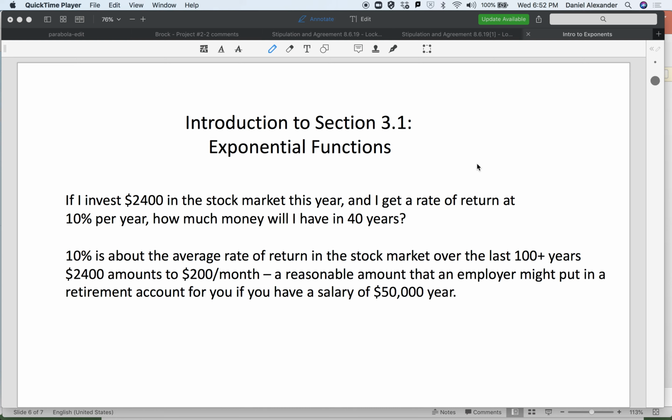Hi, I'm going to introduce section 3.1, and it involves exponential functions. And I'm going to begin by asking you three questions and then providing you the answers. What I'm trying to do here is to show how exponential functions can be used.